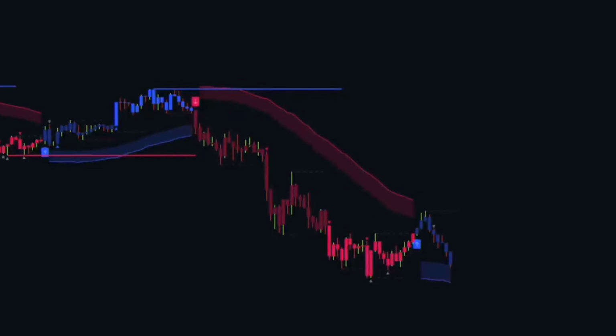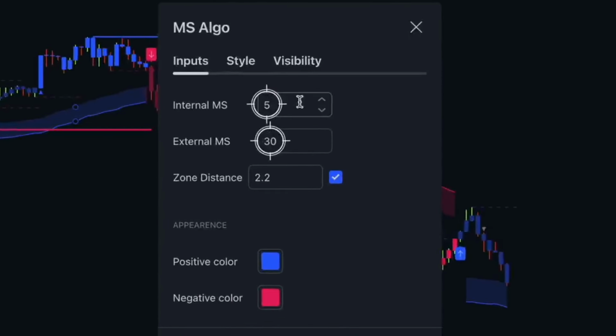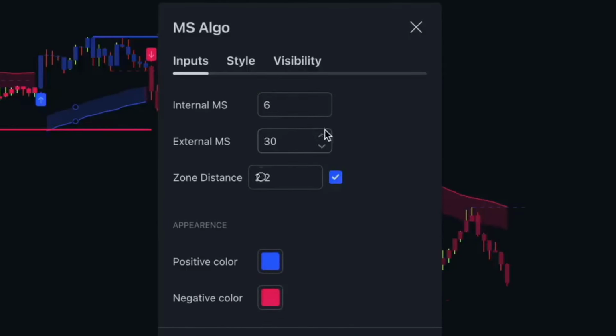To apply the MS Algo to your TradingView charts, adjust the internal MS and external MS settings to align with your analysis preferences. The zone distance input allows for customization of the zone visualization feature.